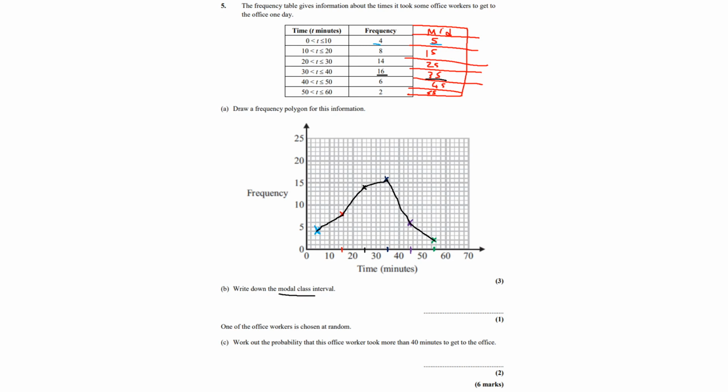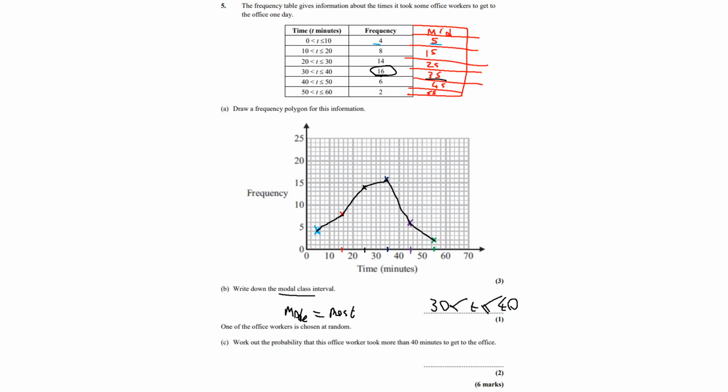Write down the modal class interval. So the mode, if you remember, is equal to the most. Okay? So if we take a look at the frequency polygon, we can see the most common number is 16, which is between 30 and 40. Okay?